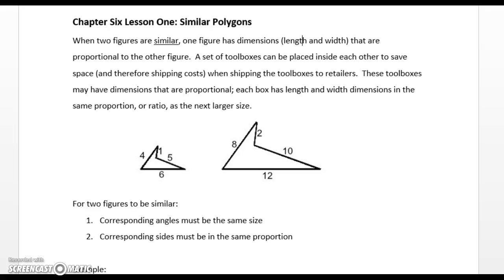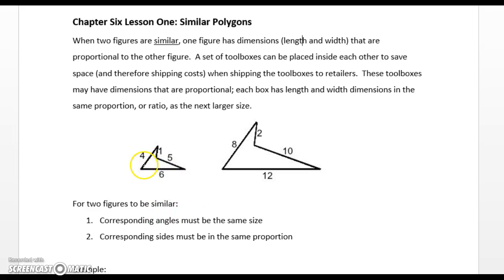So in order for two figures to be similar, either A, corresponding angles must be the same size, or B, corresponding sides must be the same proportion. So looking at these two interesting looking quadrilaterals here, it says corresponding angles must be the same size. Just remember from the previous chapter that corresponding means the same position.